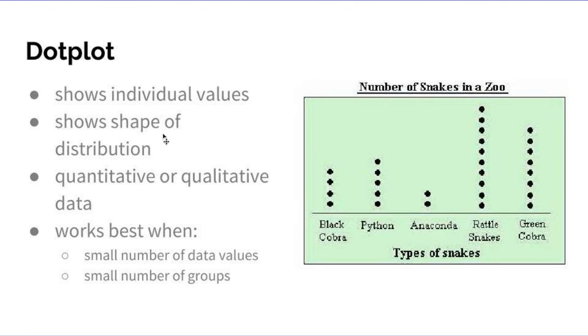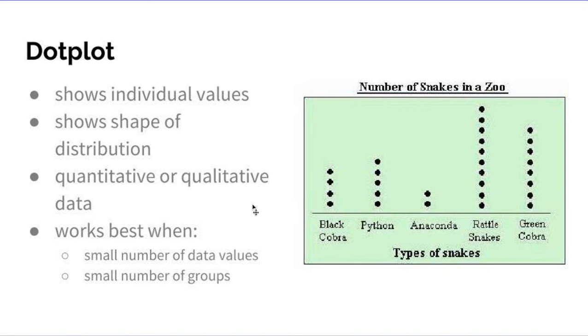So some characteristics of dot plots. They show you individual values, okay? Each one of these is a rattlesnake. If I had test scores, I could see how many 72s there were and how many 73s. It also shows you the shape of the distribution, so I can see how the data are spread out. I can see that there's a lot of rattlesnakes and green cobras, and then these a little bit less.